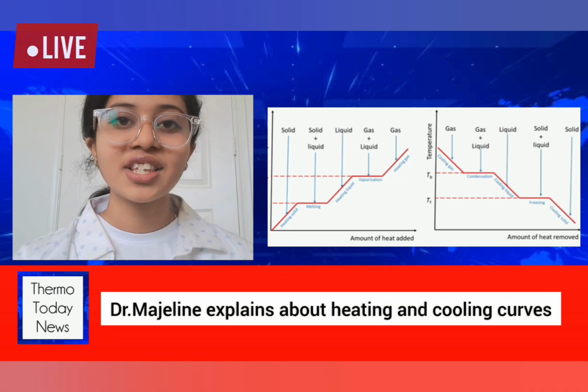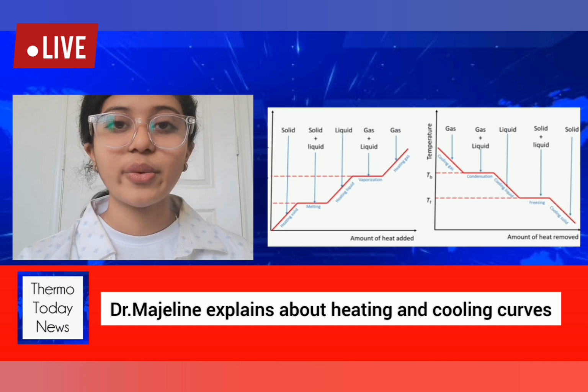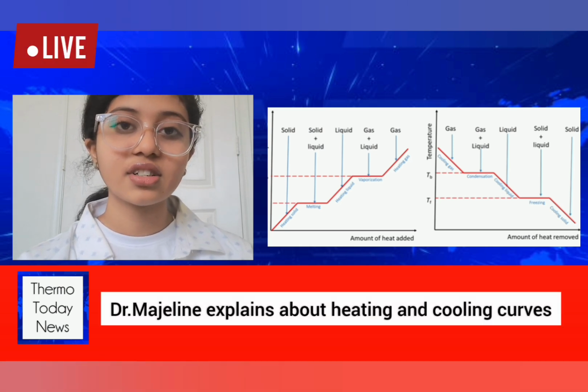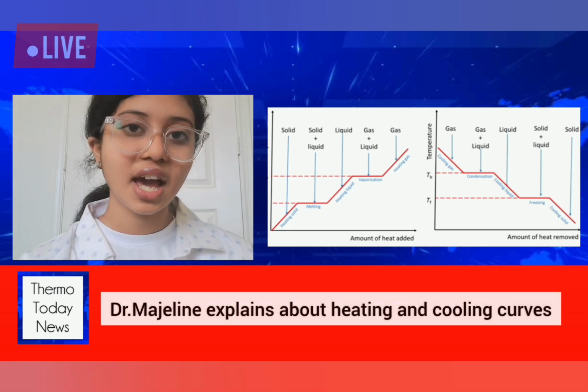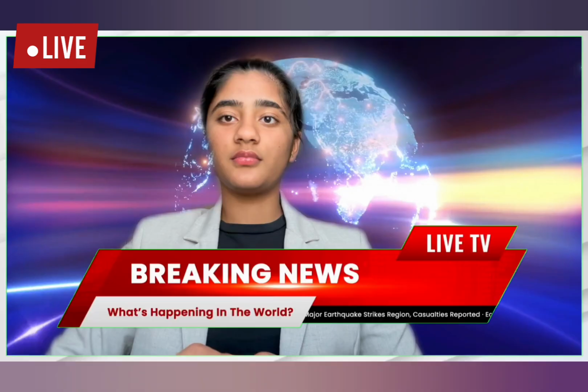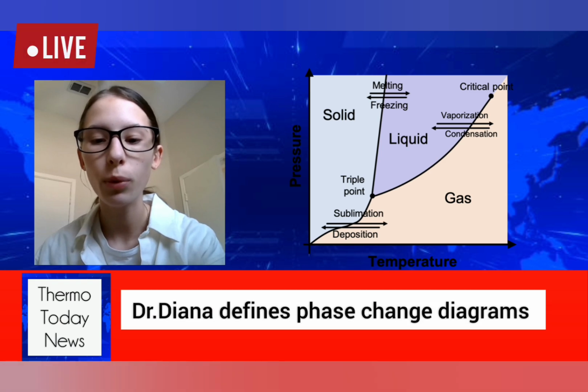Exactly. And that brings us to heating and cooling curves. These help us understand how substances change state. When a substance undergoes a phase change like melting or boiling, the temperature stays constant, even though energy is still being added or removed. That's a key concept. And speaking of phase changes, now let's talk about phase change diagrams. Yes, phase change diagrams show how temperature and pressure affect states of matter. One of the most interesting points is the critical point, where a substance can exist as both a liquid and a gas simultaneously, a fascinating state of matter.